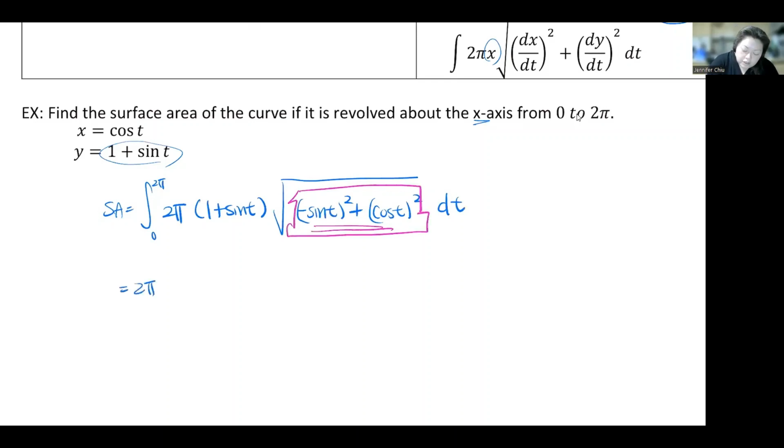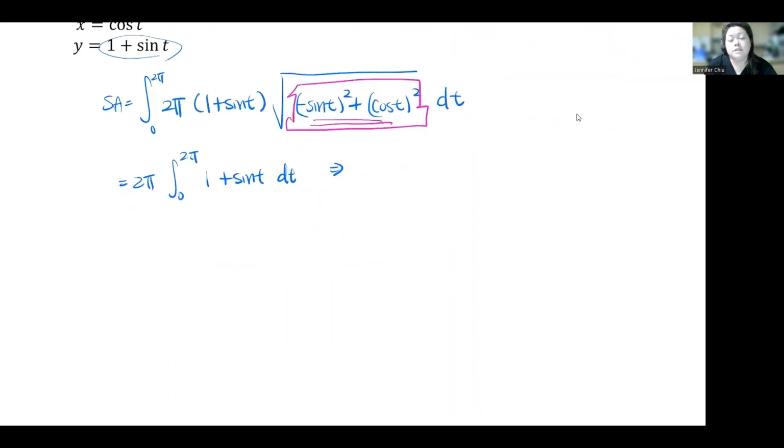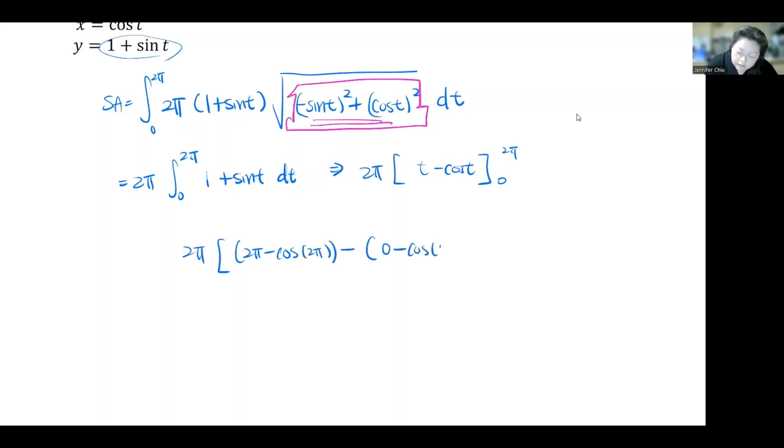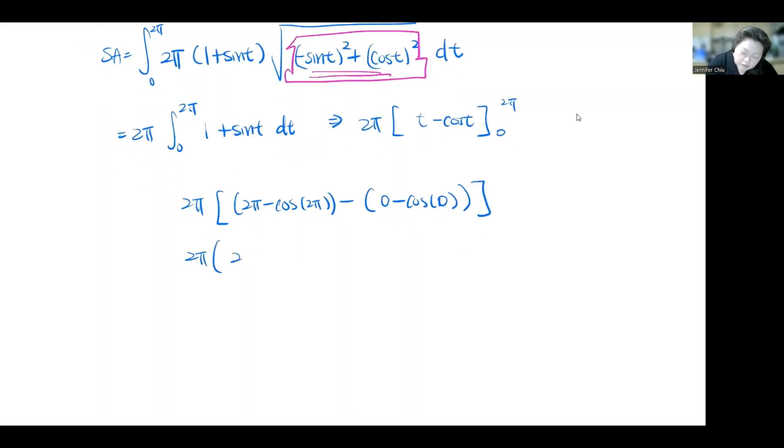So now I'm going to take my coefficient out, 0 to 2 pi, integrate 1 plus sine t dt. Again, you can use a calculator, but if you do this by hand, you actually get the exact answer rather than the decimal estimation. So you get 2 pi, and then t minus cosine t evaluated from 0 to 2 pi. So it gives me 2 pi, plug in the 2 pi minus cosine of 2 pi, minus 0 minus cosine of 0, right? So then what do we get? We get 2 pi times 2 pi minus 1 plus 1, my final answer of 4 pi squared for my surface area, okay?